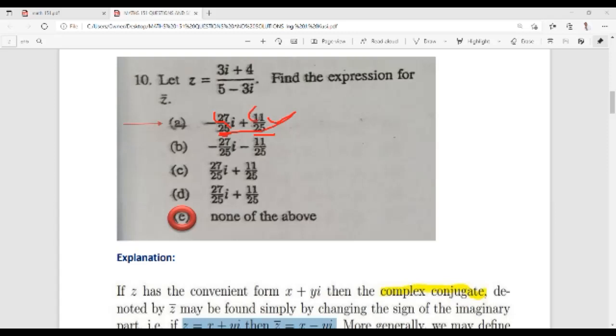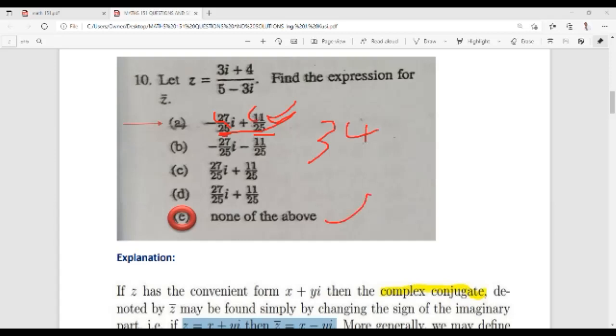But it's supposed to be divided by what? 34, and not 25. So this is supposed to be the answer, but it's not divided by 34, it's divided by 25. That is why the answer is none of the above.